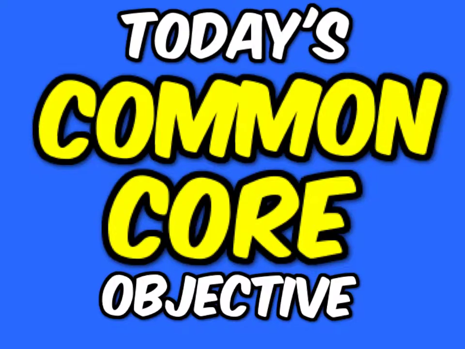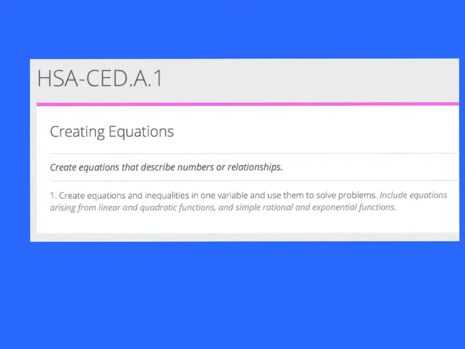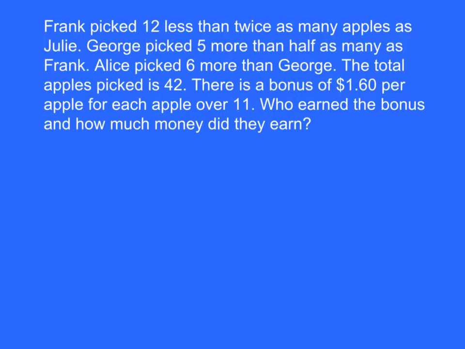Today's objective, still the same as before. We'll start a new one next week, but we're still going to create equations from problems and then solve them. Here's example 1. Frank picked 12 less than twice as many apples as Julie. George picked 5 more than half as many as Frank. Alice picked 6 more than George. The total apples picked is 42. There is a bonus of $1.60 per apple for each apple over 11. Who earned the bonus, and how much money did they earn?